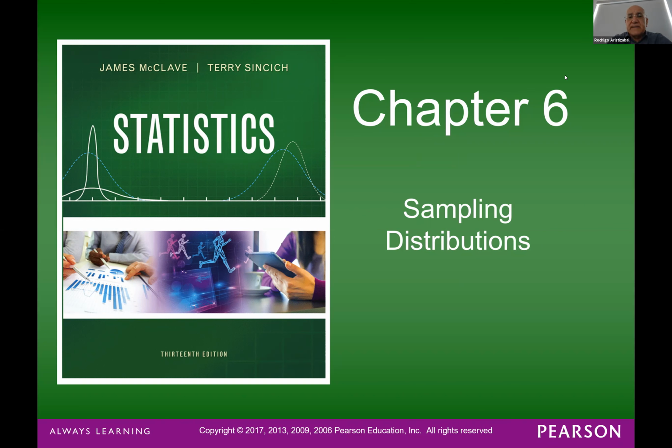Before we start this chapter, I would like you to think about these two words. What do you think is sampling distribution? What is your expectation in this chapter? What do you think we are going to study? Try to think about it. Sampling distribution.